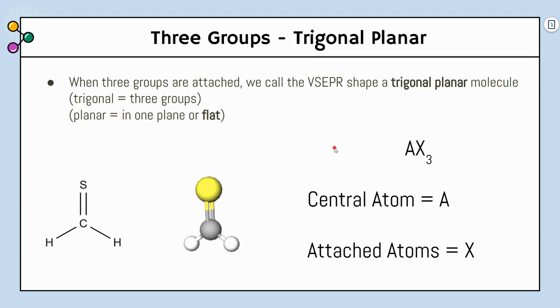Next, if we add one more group, we call this shape, one carbon with three attached groups, trigonal planar. And we call it that because we have three attached groups, that's the trigonal, and we call it planar because this is indeed a flat molecule. The farthest these groups can get apart from one another is to lie flat in a plane. Looking at our AXE notation, just like before, our A is our center atom, and our three attached atoms are our X3. So AX3 represents this VSEPR shape.